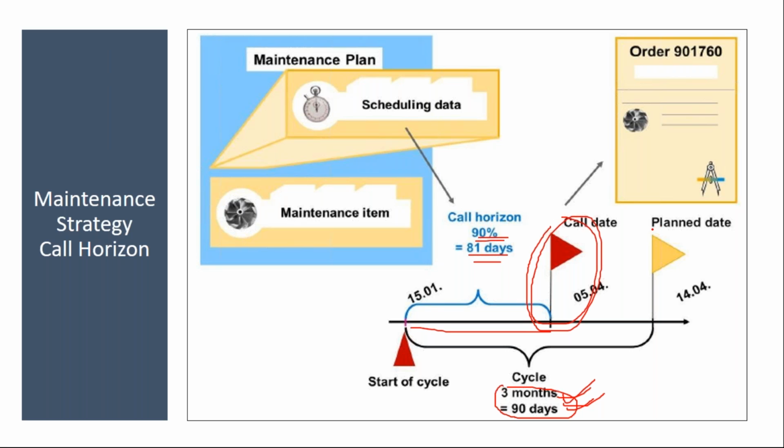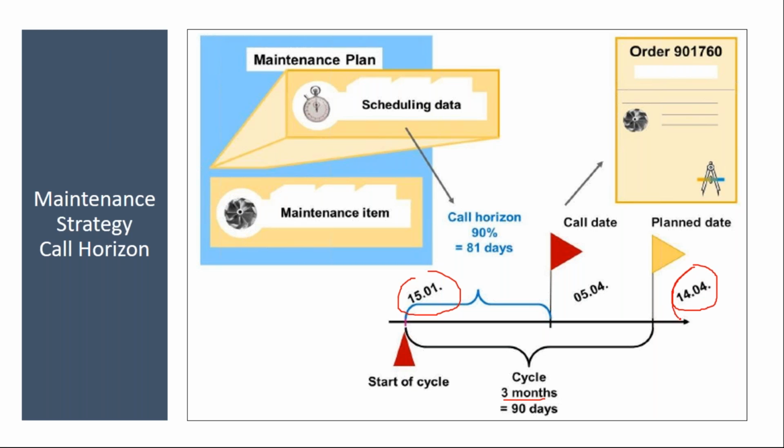And your preventive maintenance will be due on 14th. Suppose if you see here, my startup cycle is on 15th of Jan. My cycle time is 3 months. That means I have to do preventive maintenance on 14th of March. Sorry, April. 14th of April. Okay, so this is 90 days.